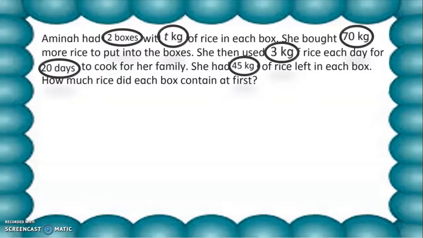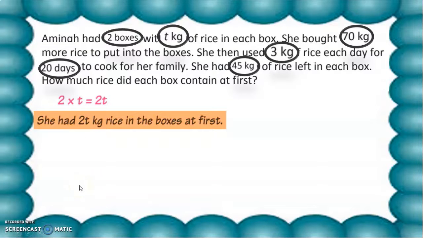So, we know 2 boxes with t kilograms. So how many kilograms are there? Yes, we're going to multiply. 2 times t is equal to 2t. So she had 2t kilograms of rice in the boxes at first.